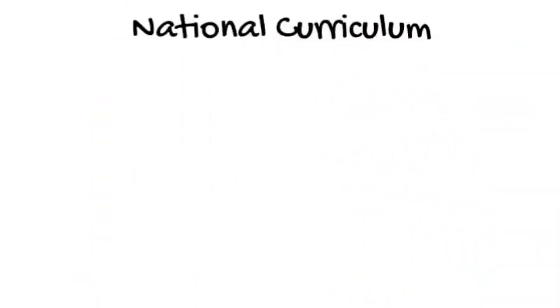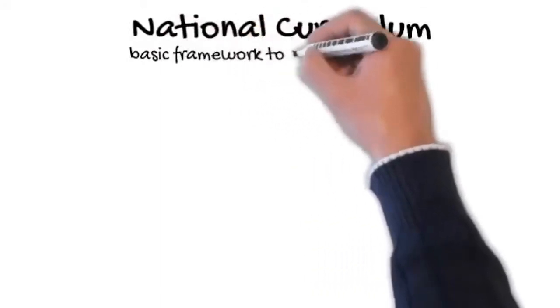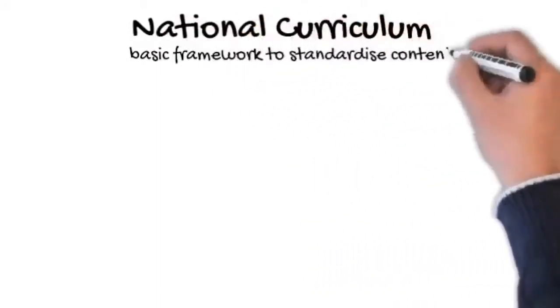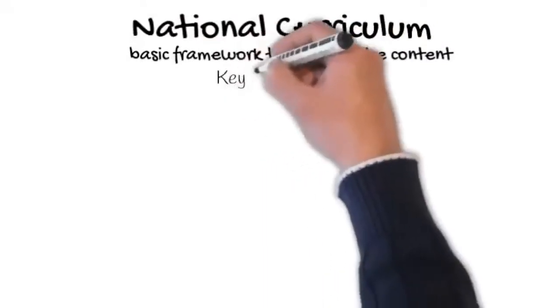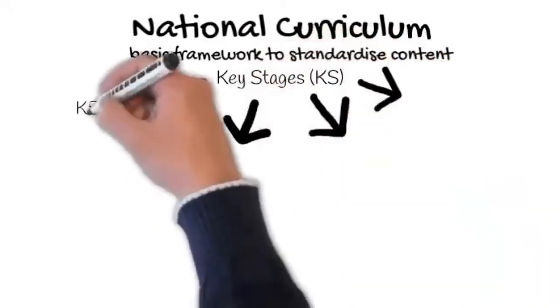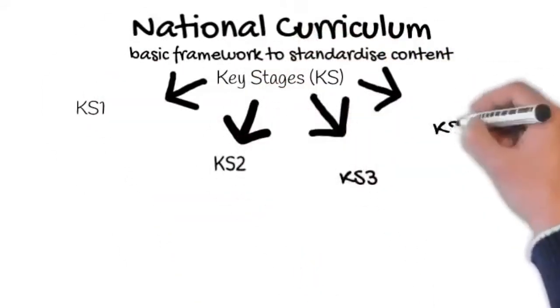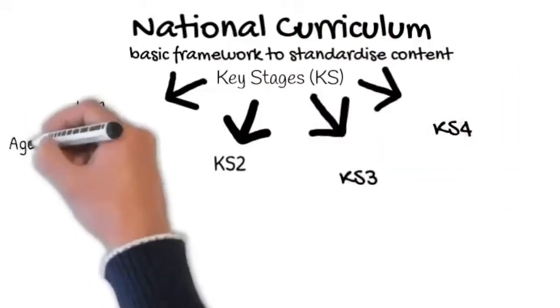Now let me explain a little about the national curriculum. It is basically a framework to help standardize the content across all schools, which all state schools have to follow. However, private schools do not have to follow the national curriculum strictly. The national curriculum is divided into 5 key stages known as KS1, KS2, KS3, KS4 and KS5.